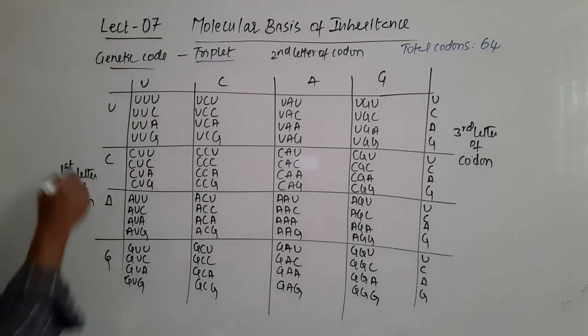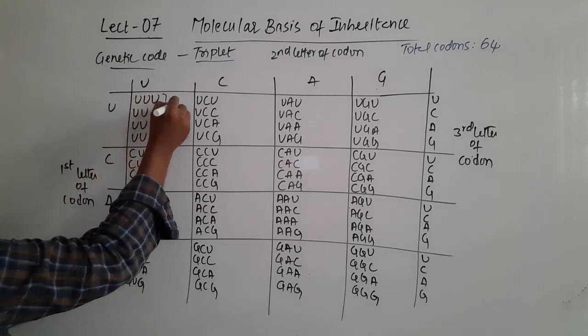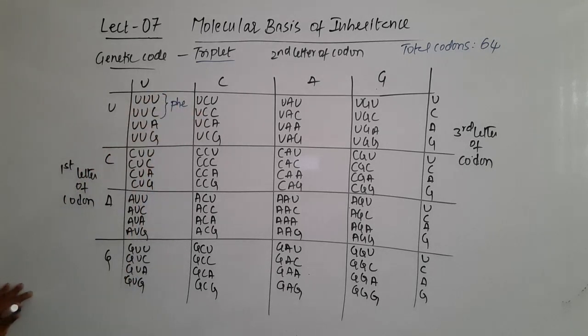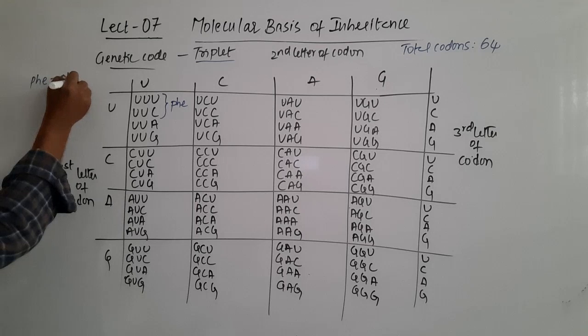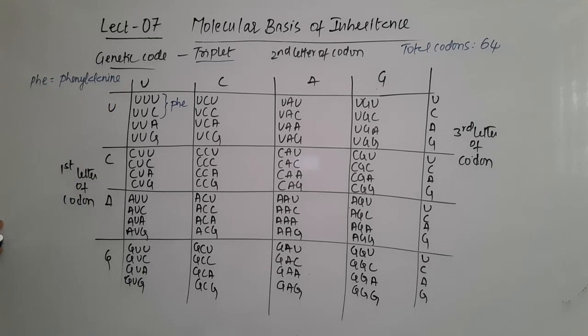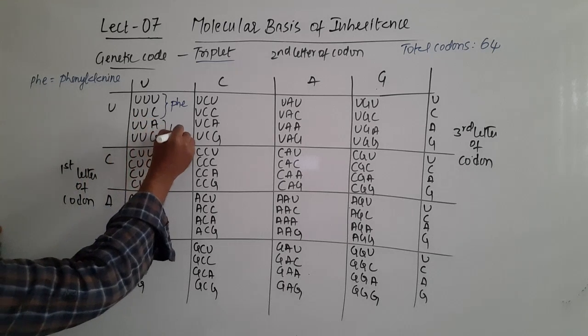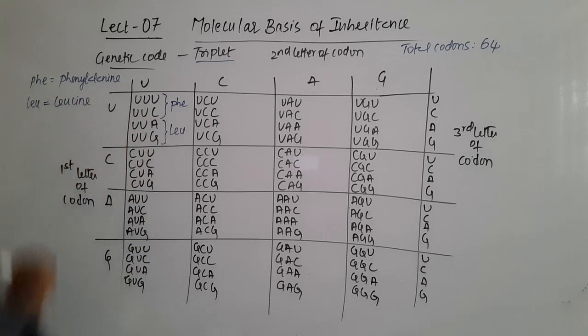Right. Now the first one, UUU and UUC, these two will be coding for an amino acid called phenylalanine. Okay, so here the PHE stands for phenylalanine. Right. The next one, UUA, UUG. So these two will be coding for leucine. So LEU stands for leucine, the name of the amino acid leucine.